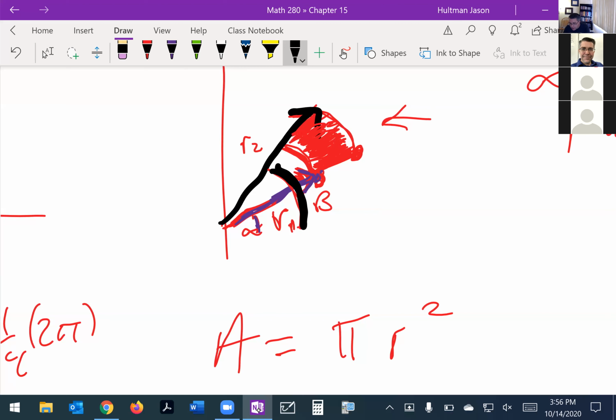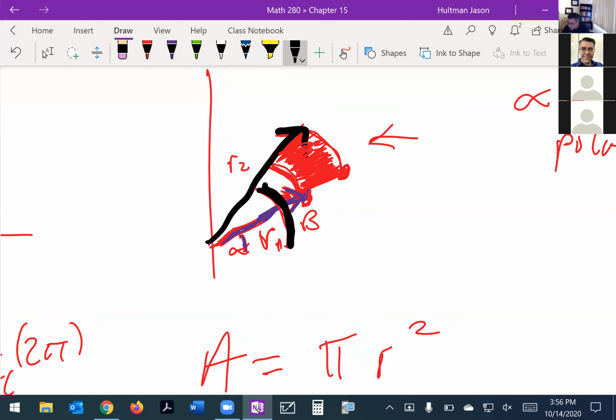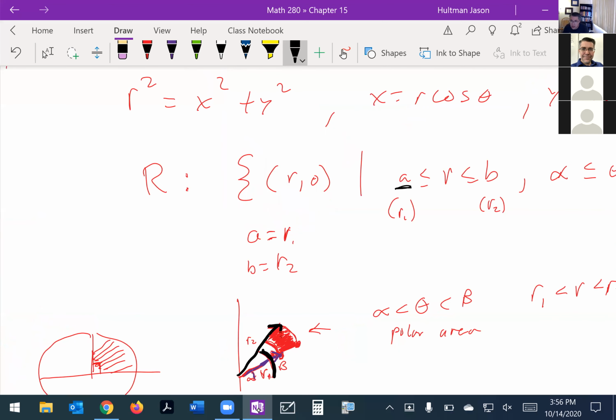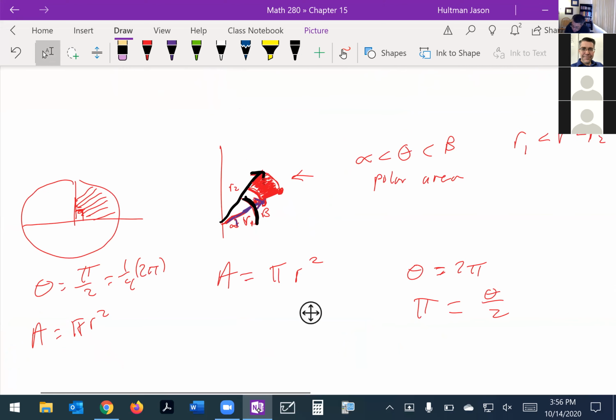We don't care about what happens before R1 because that wasn't in our domain. Anything less than A here is not in our domain. Maybe I'll just go to R1s and R2s. I'll get rid of the A's and B's, just to make things nicer. The alpha and betas have to stay. Does that help? Yeah, that helps.